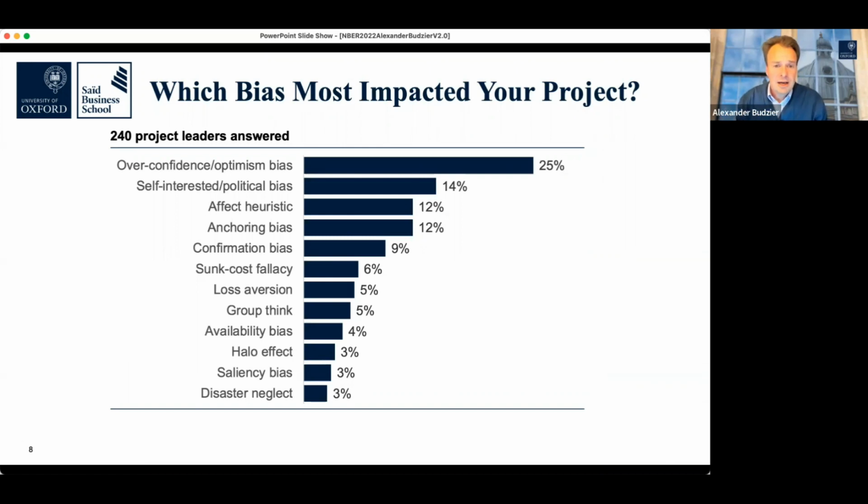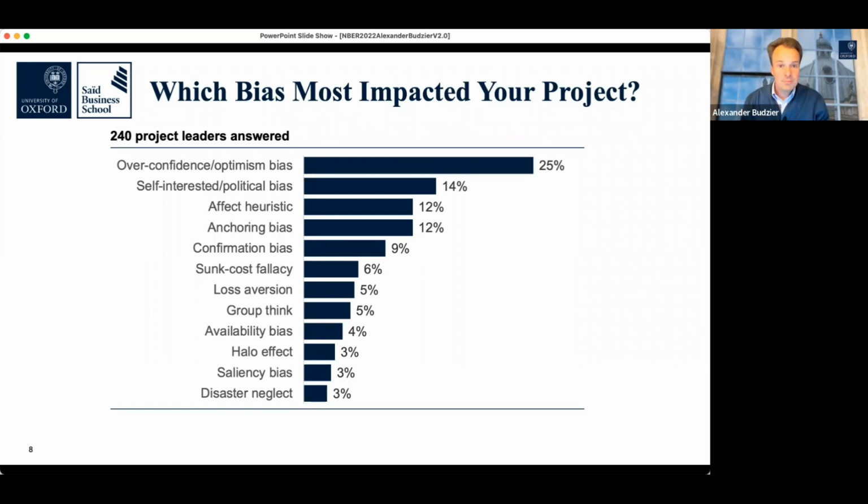There's about 100 at any given point in time. So as you know, our economy is a little bit smaller, our ambition is a little bit smaller than in the US. And I asked 240 of these project leaders which of these biases has most impacted your project? And you can see here, the biggest one is optimism.